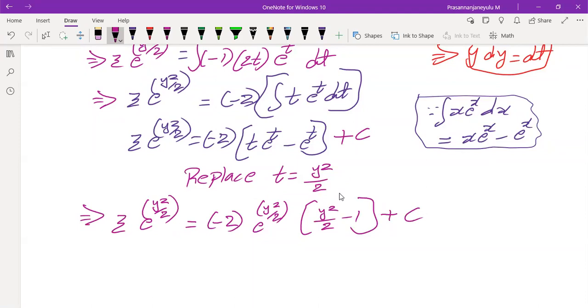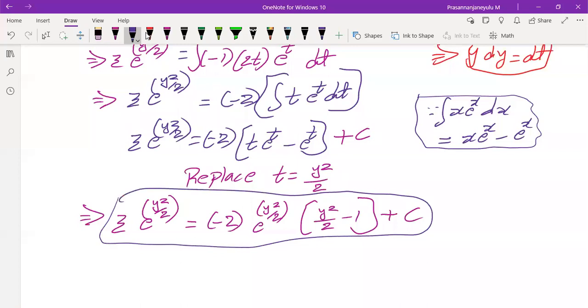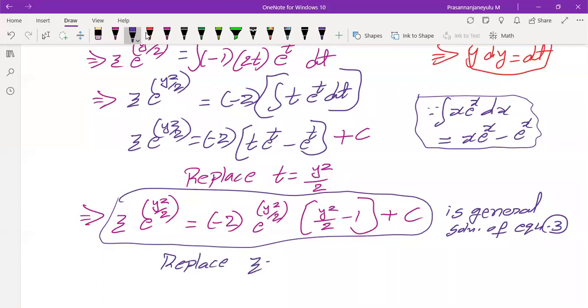Okay. So now tell me how to do the next step. What is the next step? This is the general solution of equation number 3. But we need to find the general solution of equation 1. For that, what we need to do? Replace z. What we have to replace? Z equals to 1 by x we considered. Check it.